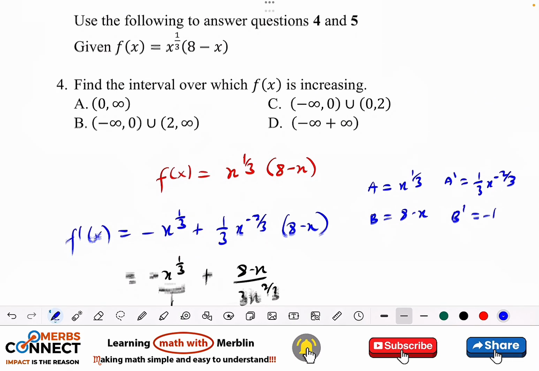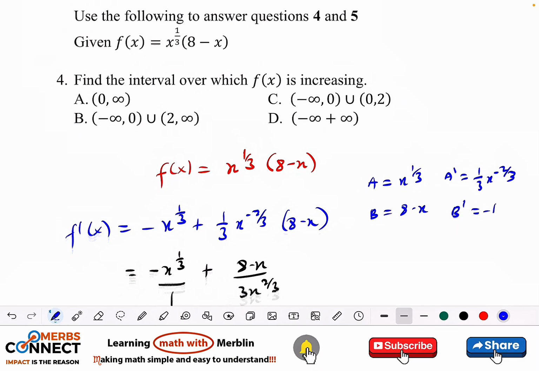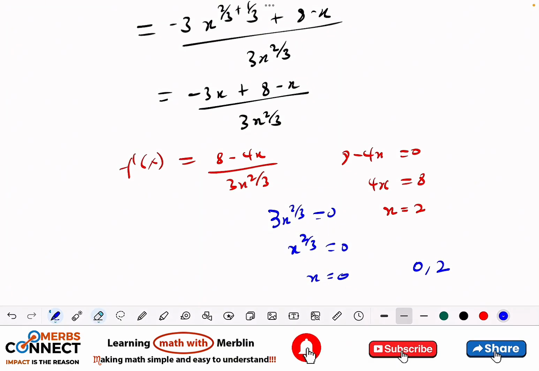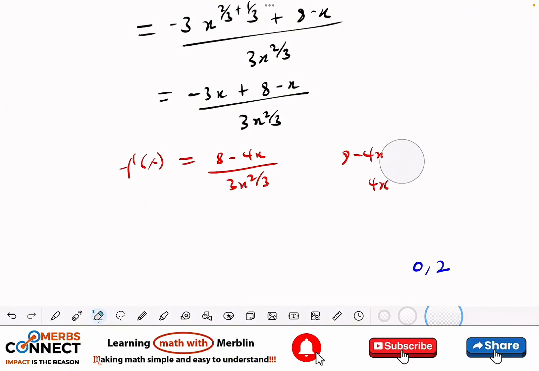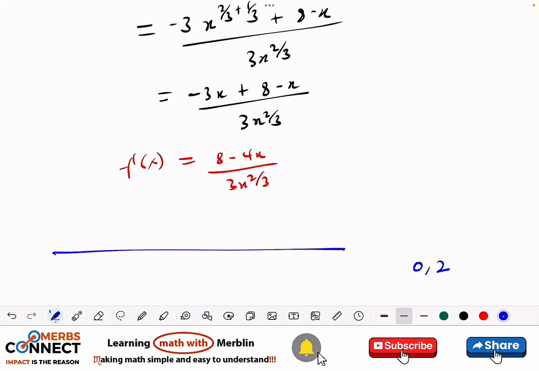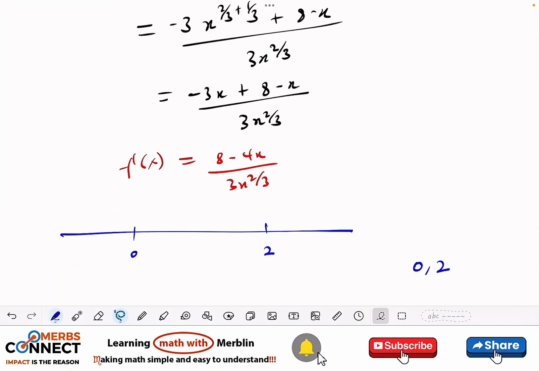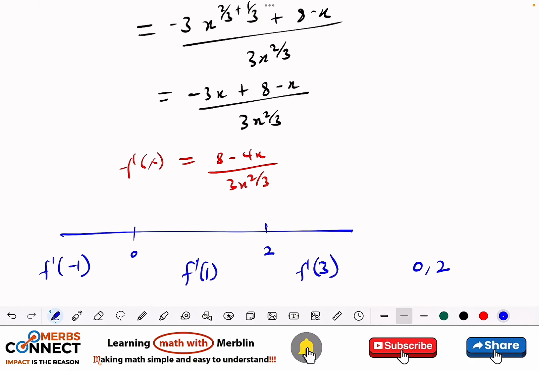Now I want to look at the interval over which the function is increasing. So let's put this on the number line and see where the function is increasing. We have 0 and 2. Remember, with increasing and decreasing, we need to use the f prime function. So I'm going to pick any value here. Let me say minus 1, and let me say 1 here, and let me say 3 here. Then I'll plug them inside the f prime of x.